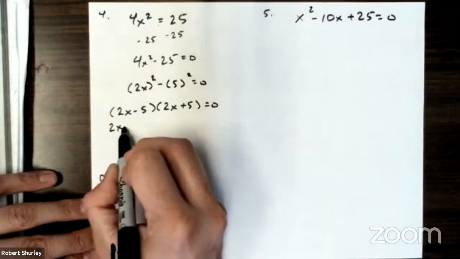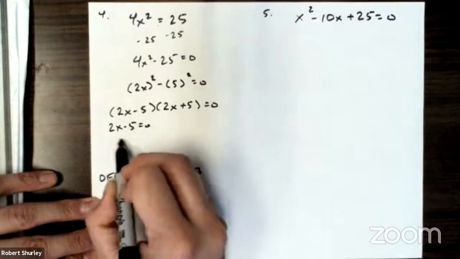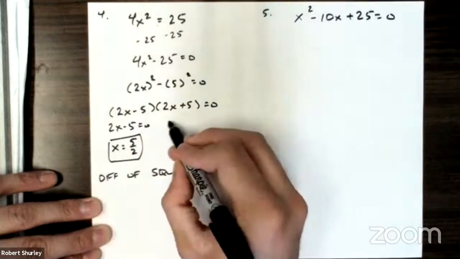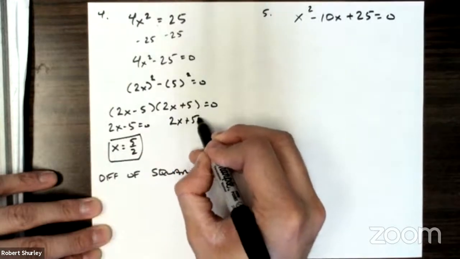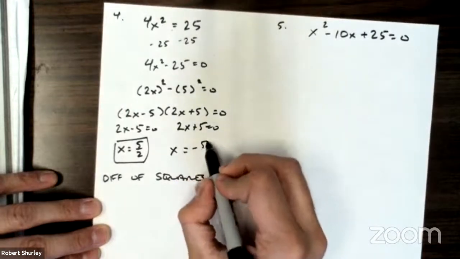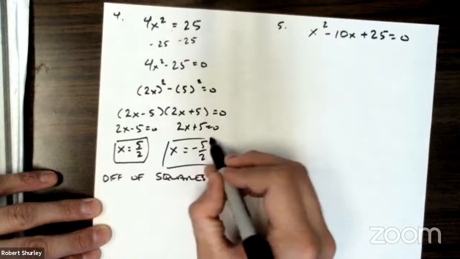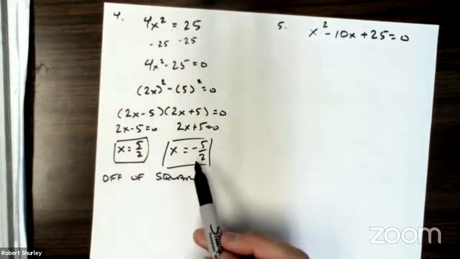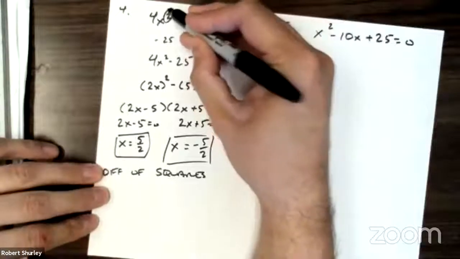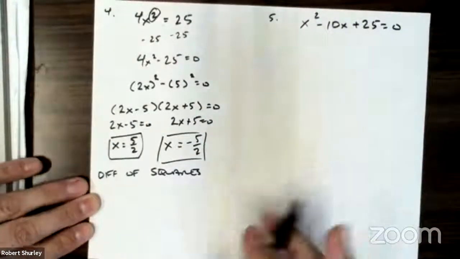Now I said each one of those equal to 0. Add the 5, divide by 2. I wind up with 5 halves. Subtract the 5 and divide by 2. And you'll see we have opposite answers, right? 5 halves, negative 5 halves. But again, we have two solutions because it's a degree of 2, okay?